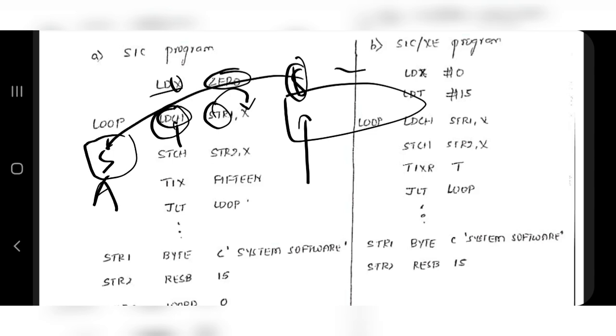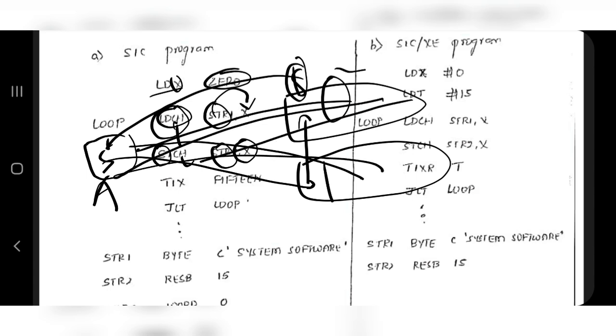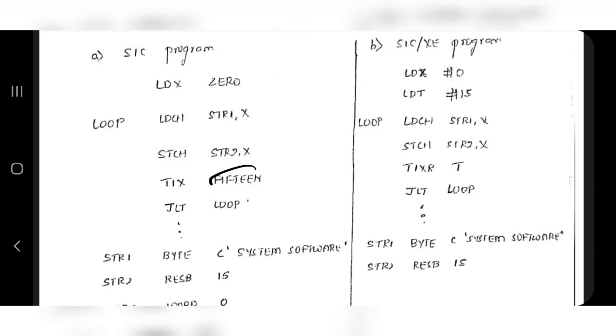So s will be stored in A, and we are storing the character in str2's x position. This will be stored. Next will be fetched. Again it will be stored in the next location, and the next and next location. Like that it will happen till we reach the end. So the string's length is 15. Until it reaches 15, it will loop, and when it reaches 15, it will come out of the loop.